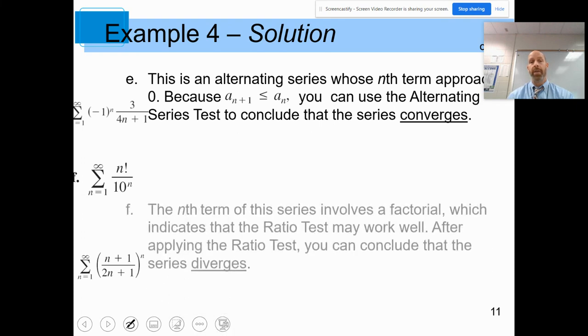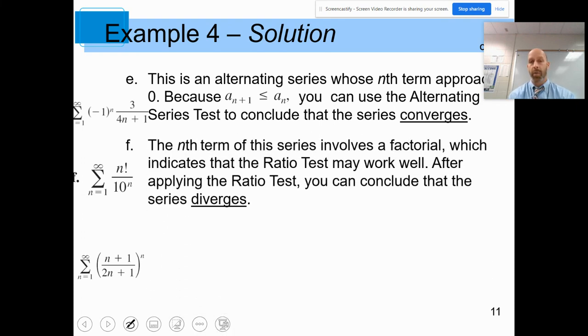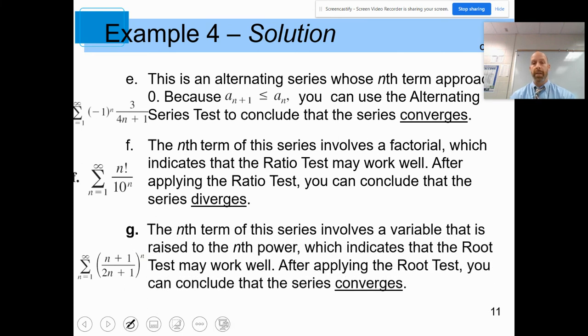Looking at F, that's going to be the ratio test. We got factorials. Most of the time when you've got factorials, the ratio test is one of the best ways to do it because the factorials will cancel. And in this case, you will find that it diverges. And last but not least, what's one that we have not mentioned? Well, it's the last one we talked about today, which is the nth root test. We got this thing raised to a power, so all I would do is take the nth root of it and the limit as n goes to infinity. Everything's going to cancel out lovely. You're going to get 1/2. It's less than 1. Therefore, this is going to converge.